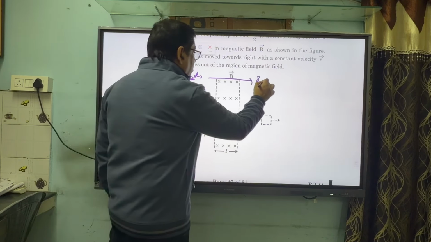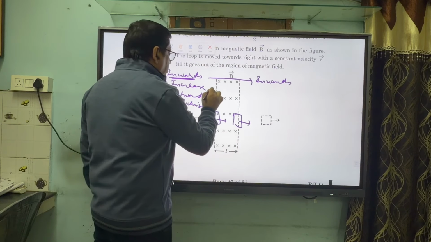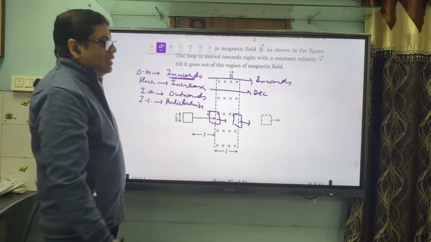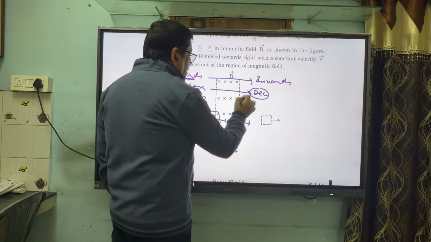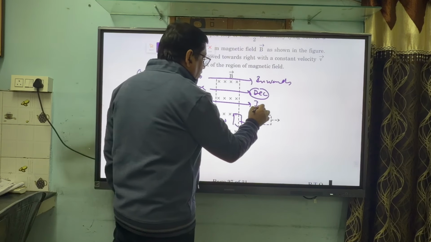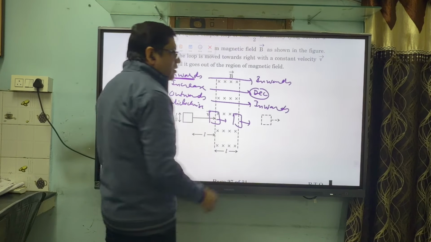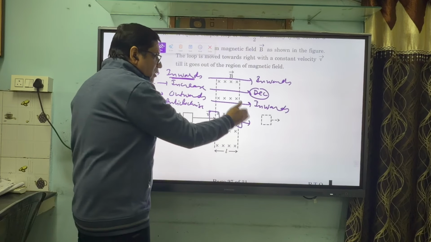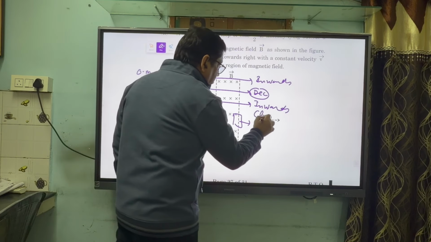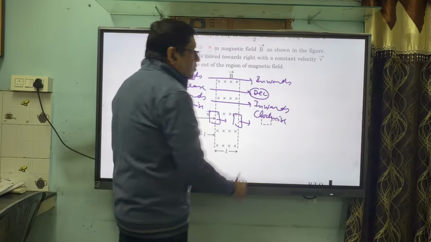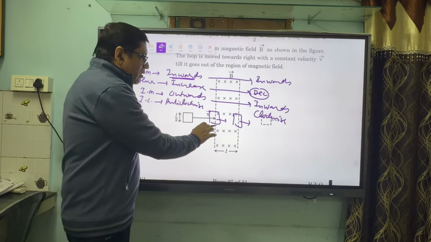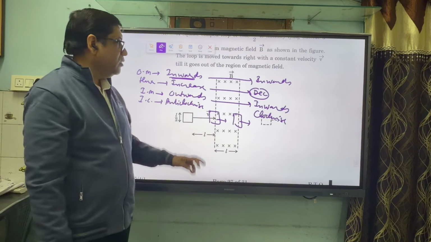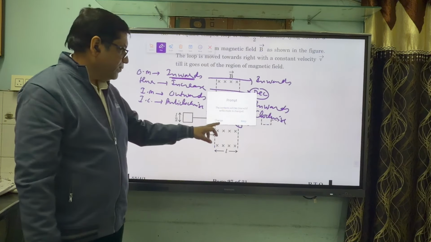When it is entering and when it is leaving, same steps. Original magnetic field inwards, but now flux is decreasing because it is going out. When flux is decreasing, then induced magnetic field will be in the same direction as the original. Inwards ही रहेगा decreasing के case में. और inwards के लिए, keep the thumb inwards, induced current will be clockwise. So when it is entering, induced current will be anti-clockwise. When it is leaving, induced current will be clockwise. That is the answer of the first part.